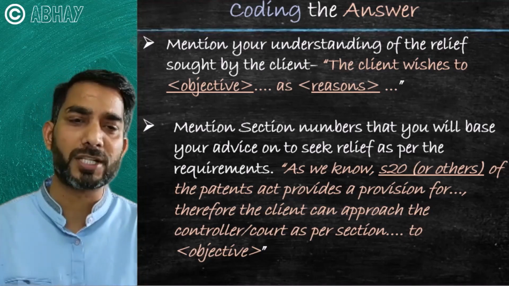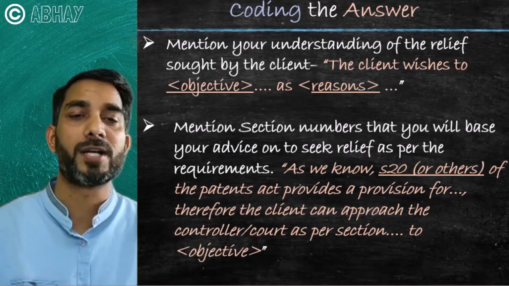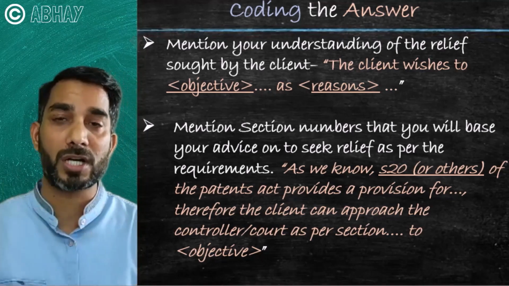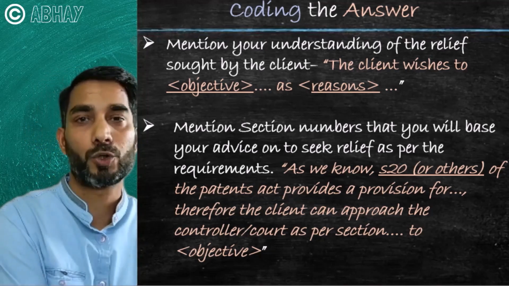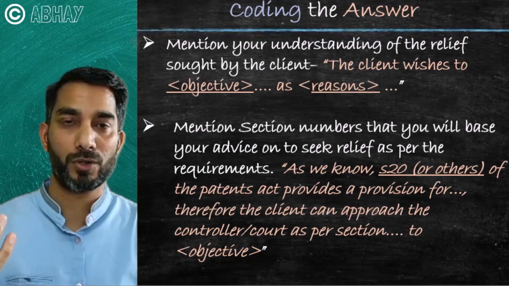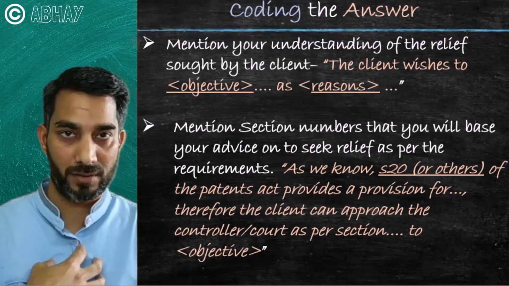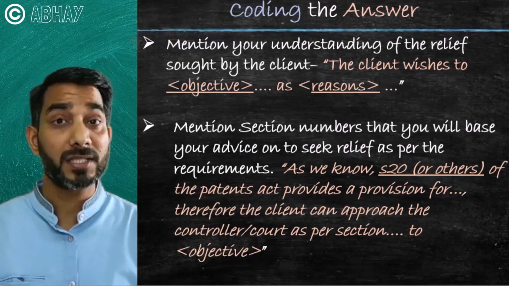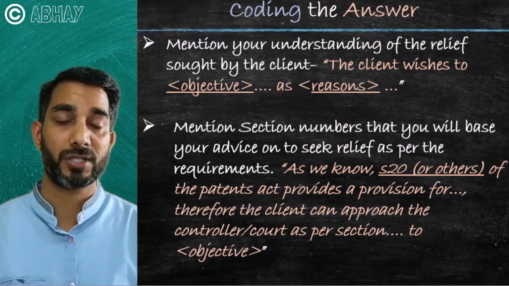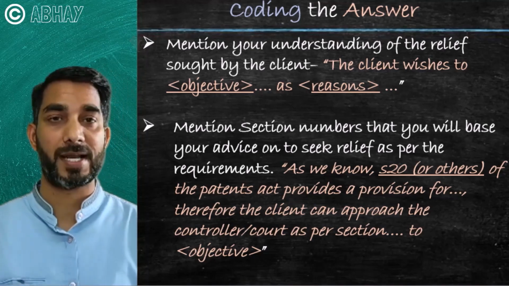As we know, section 20 or others, based on the dispute and objective, of the Patents Act provides a provision for, again, the objective. Therefore, the client can approach the controller or court as per the section to invalidate the patent or to request that the patent be named after me because it was wrongfully obtained by me. This is how you start your answer, by providing your understanding of the situation and what provisions are available to seek the relief that the client wanted.